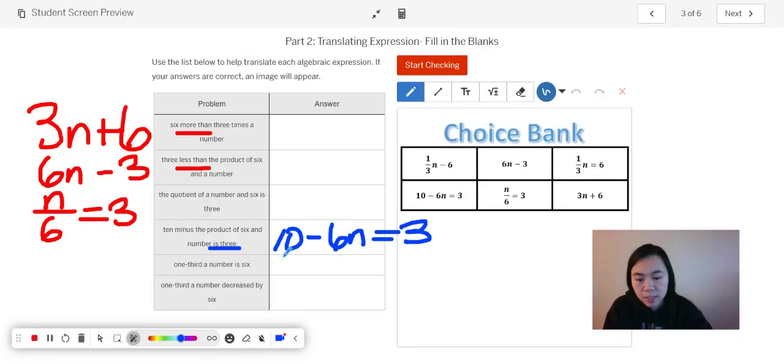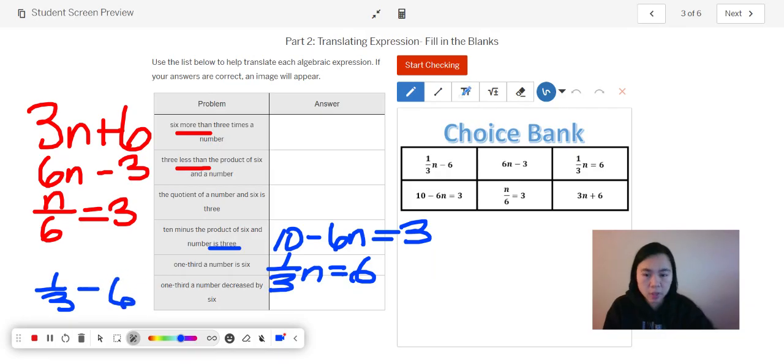1/3 a number is 6. So 1/3 of a number is 6. 1/3 of a number decreased by 6. So when we're translating, you want the words in your sentence to match the words in your expression or equation.